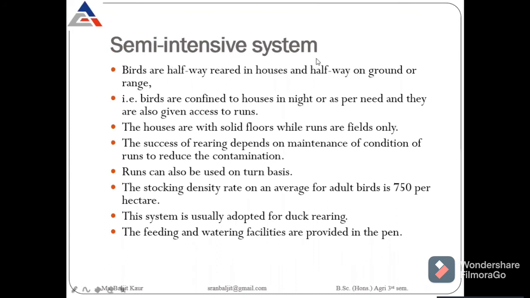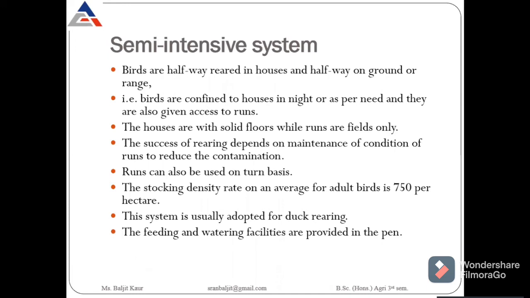The next system is the semi-intensive system. Semi-intensive system means the birds are reared halfway in the houses and halfway on the ground or range, right? So it is a combination of both the extensive system and the intensive system. It means the birds are kept on the ground as well as in the houses, right?